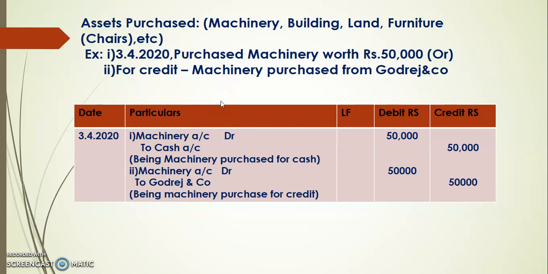So the next transaction is asset purchased for credit. So machinery purchased from Godrej and Co. Here we can mention the supplier. So this is a credit purchase. In that case, we have to make a journal entry, machinery account debtor to Godrej and Co. Okay, because this is a credit purchase.